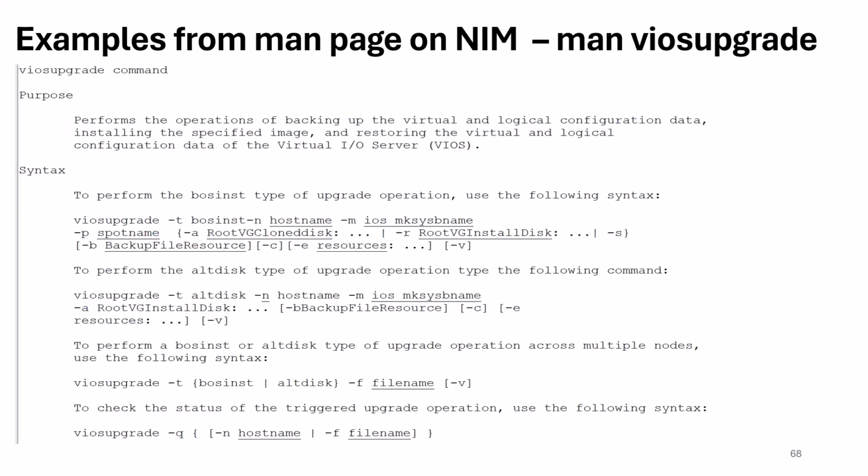This is an example from the man page on my NIM server when I did a man viosupgrade, and it's just showing you some of the different options that you have when you use the viosupgrade from NIM. What I do recommend is that you should pick one. Either you always do your upgrades from NIM using viosupgrade, or you always do them on the VIO server, because the syntax between the two is quite different, and it's very confusing if you try to hop between them.